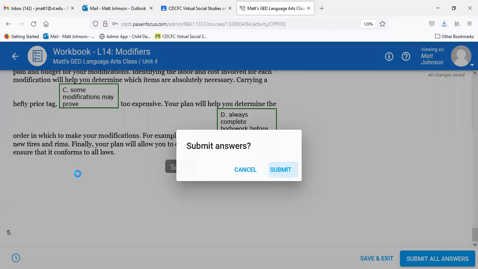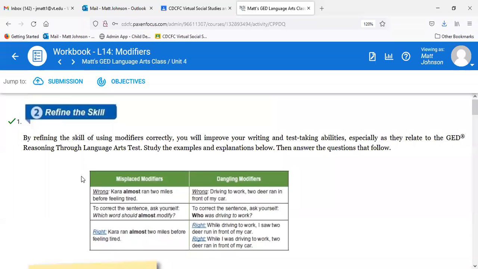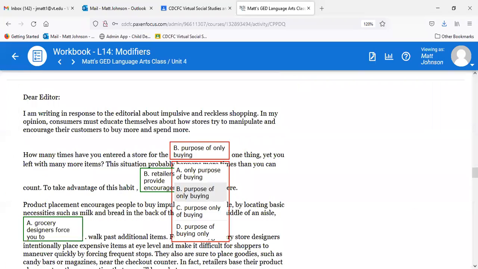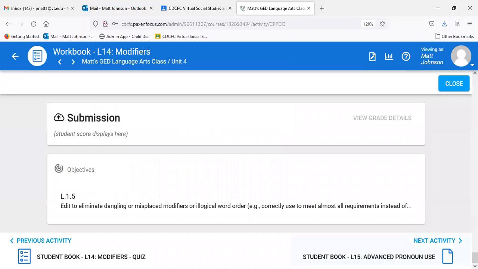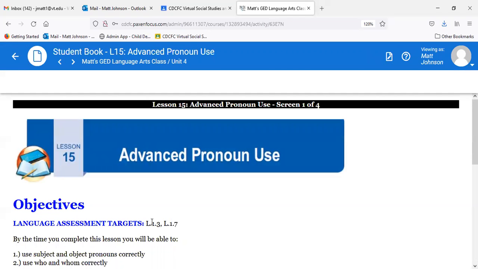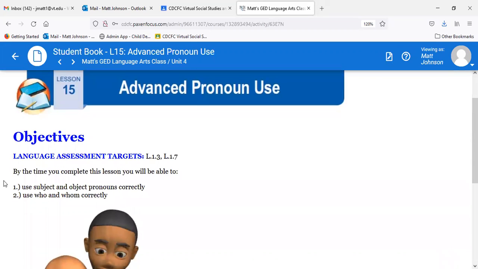Okay, so hopefully that makes sense. The big thing about modifiers is making sure you understand which word you're modifying. And that's going to direct you as to where you need to put the modifier. What's the subject of the sentence? That's going to help you, and which type of word you're looking at to modify its position in the sentence. Any questions before we move on to advanced pronoun use?